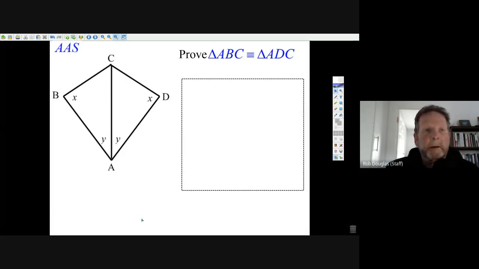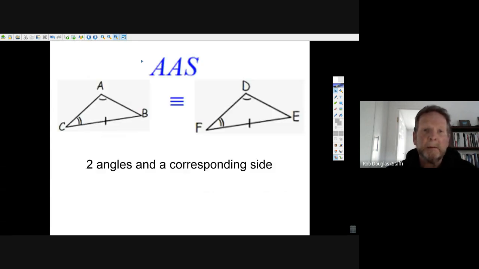Okay, we're going to look at another congruency reason, and the reason is angle, angle, side. You got to be careful with this one. This one's a little bit trickier than the other three because, well, I'll just show you right now.